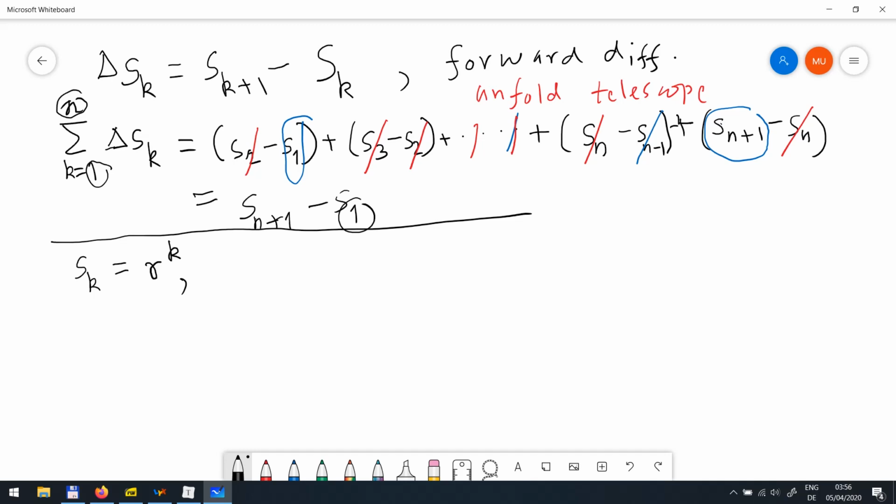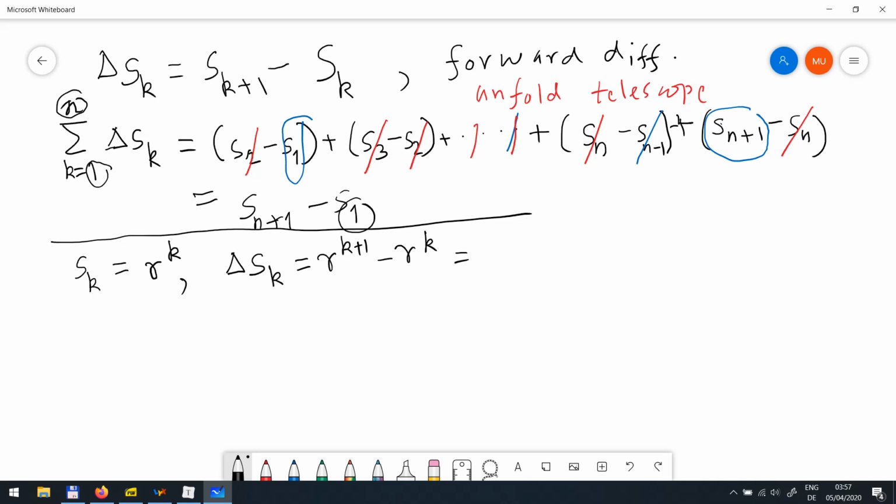So remember, R is a constant here, and the sequence depends on K. So for each value of K, you will have a different power of R. So we want to see the form of these differences, delta Sk. So it will be: subtract the kth power from the next power, K plus 1.